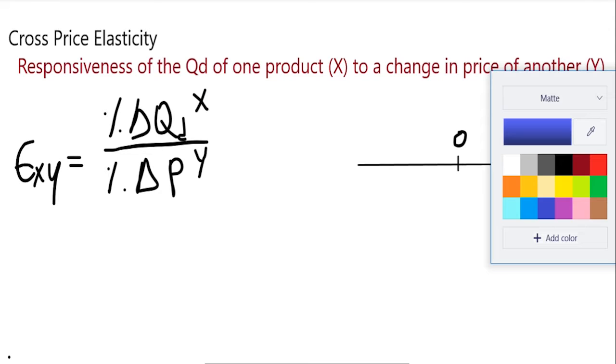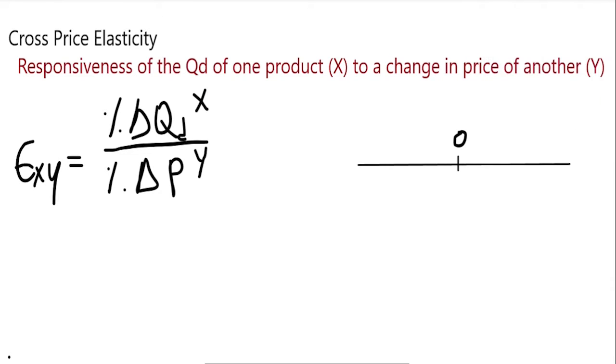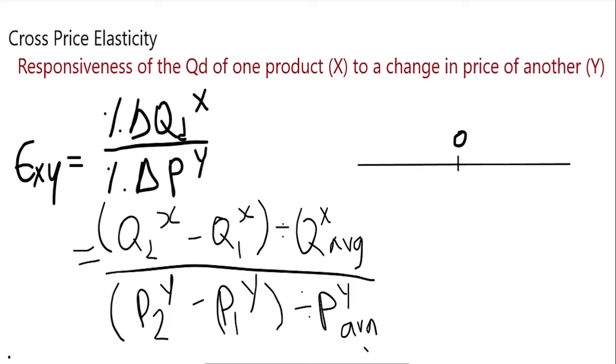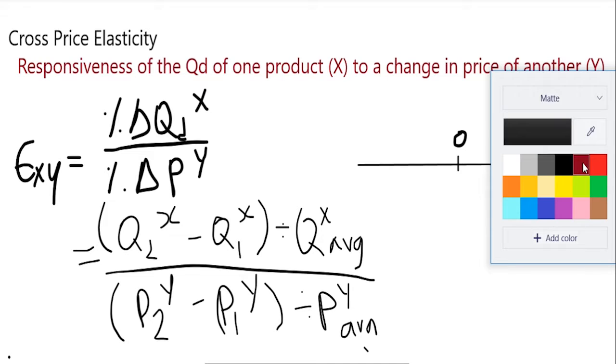So I'm going to write out the full formula. So there is the full formula. It's very similar to our other formulas, but now you're looking at the price of a different good and how it's affecting your quantity demanded of good X. Okay, so what does the value we produce mean? Well, let's take a look at that.